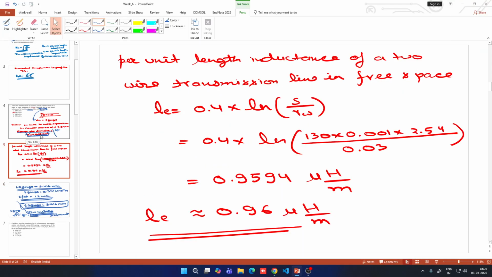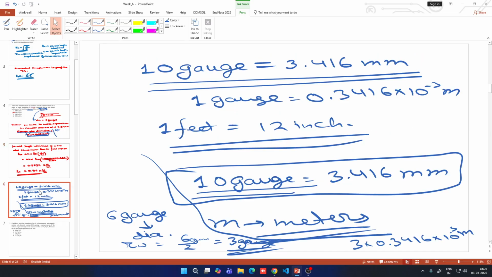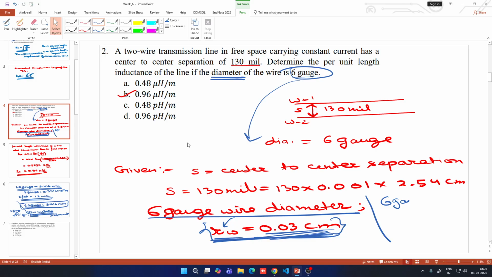So what answer did you get after solving it with the correct value of this diameter or RW? Is it in the options or not? Just 1 minute, sir, I will just check it.